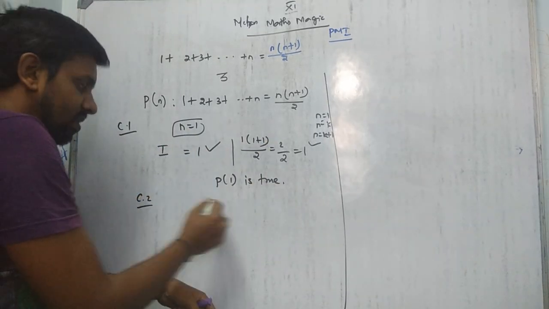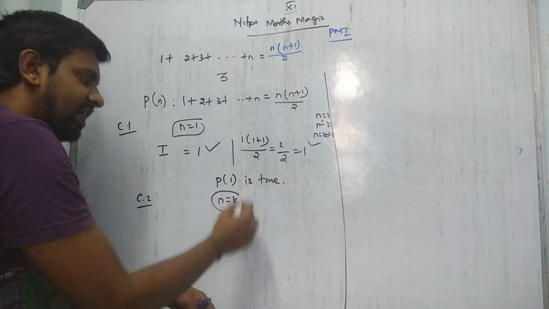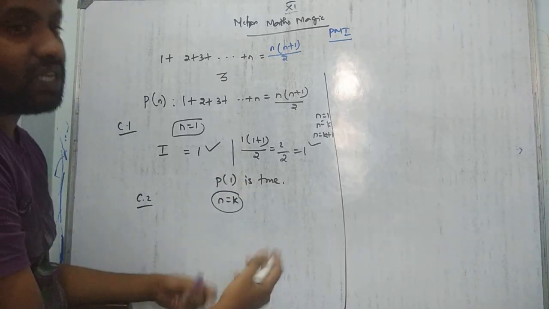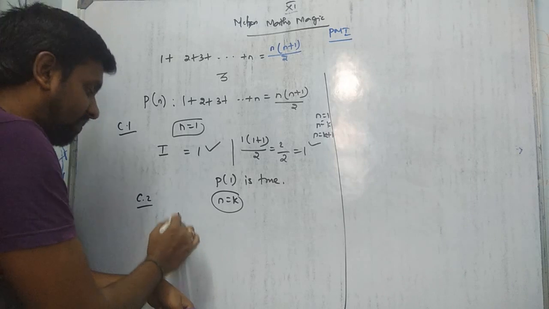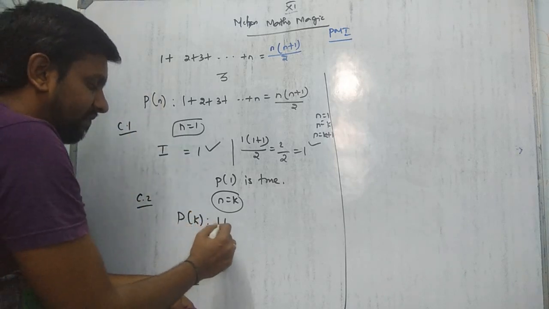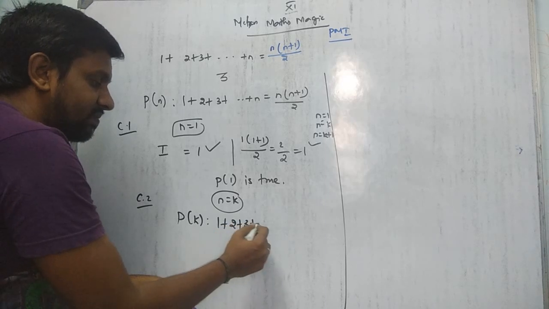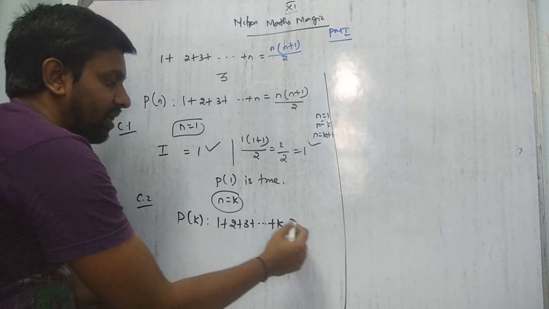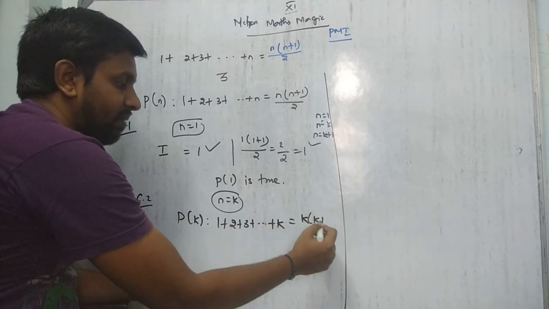Another case, case 2, n equal to k. K is a constant; we don't know the number. So when n equal to k, P of n becomes P of k. We have to copy the question as it is. Wherever n comes, put k: k into k plus 1 by 2.